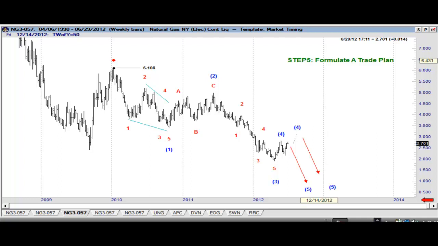But let's just take this one step further. Let's suppose I'm totally wrong. Have I missed the move? That's what I'd like to evaluate at the present time.